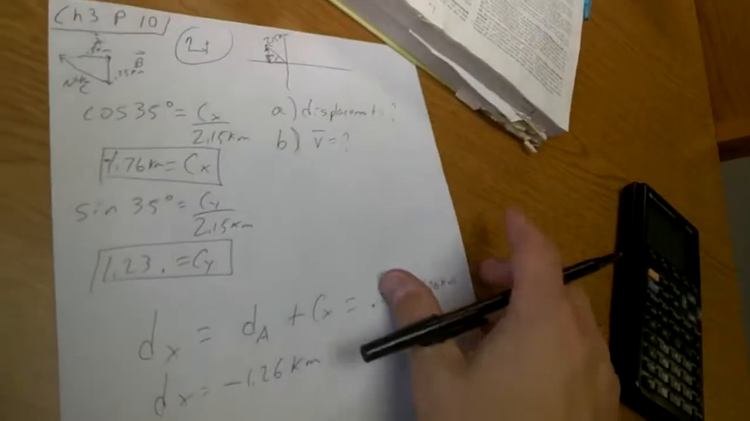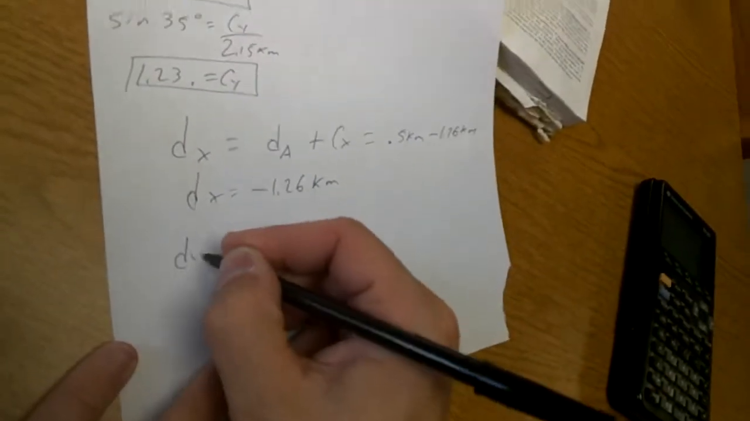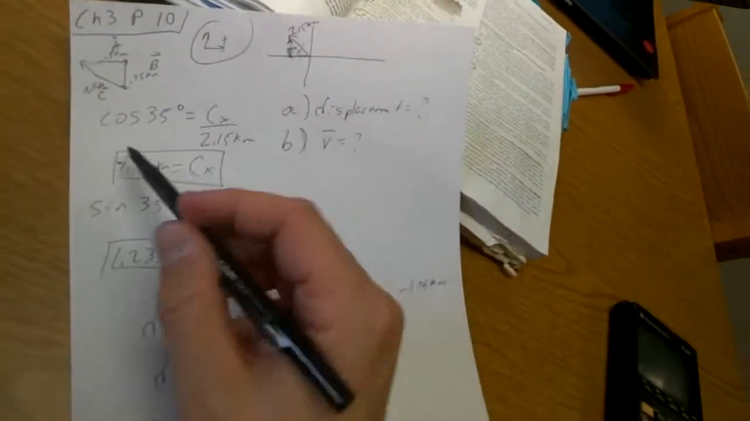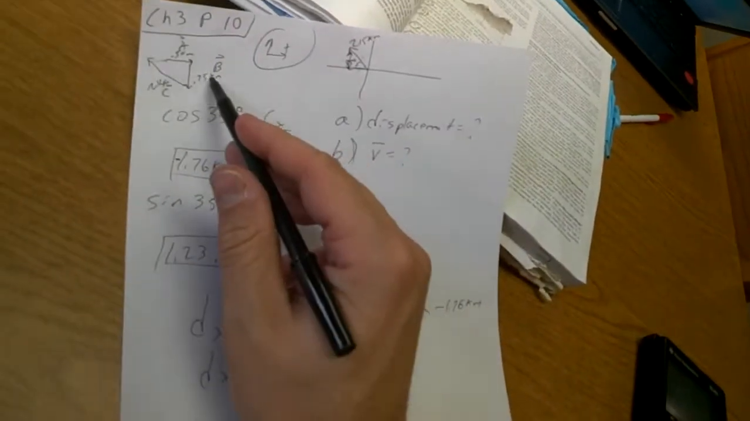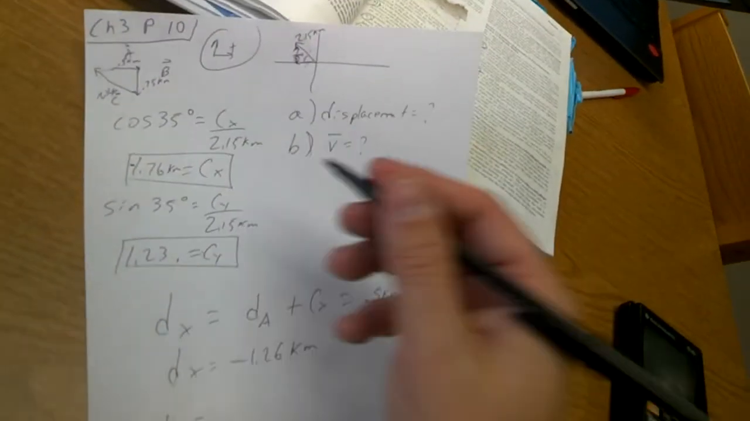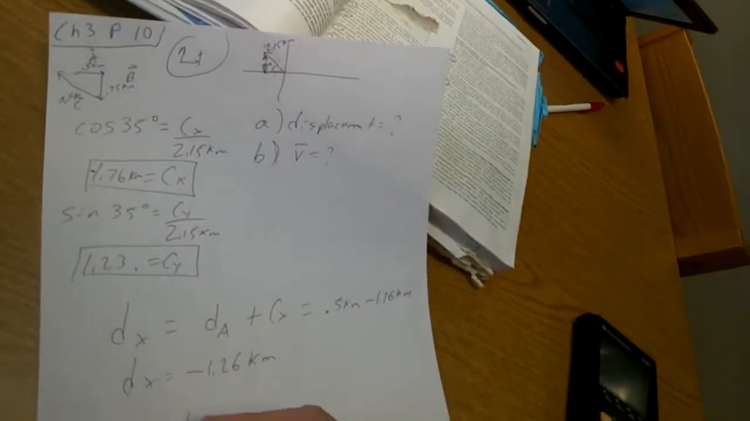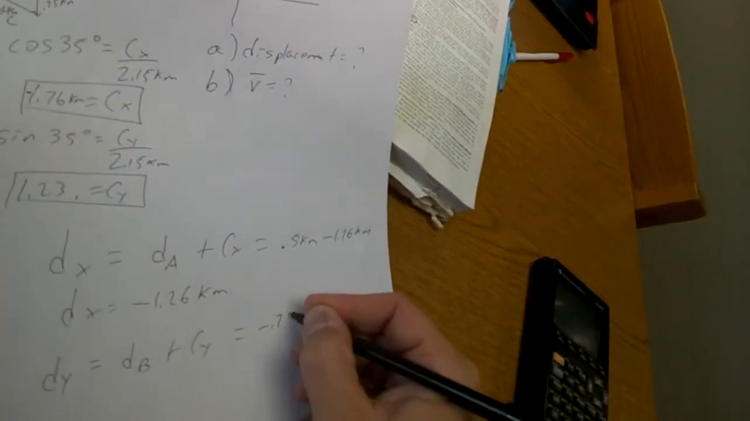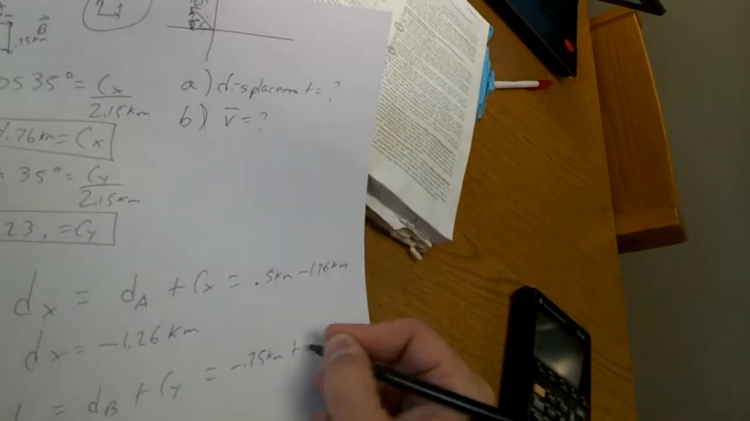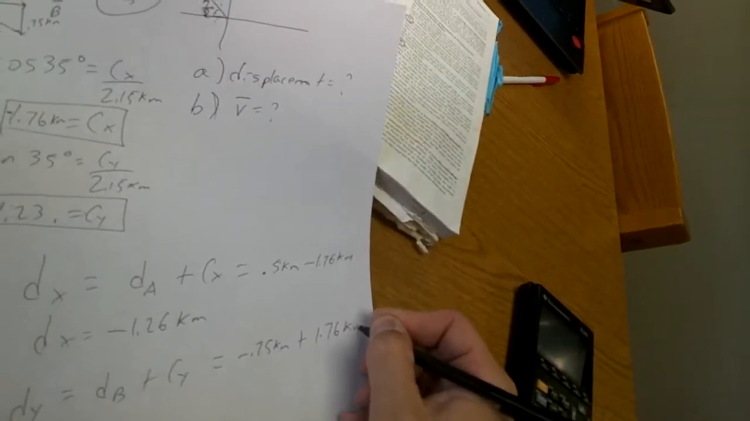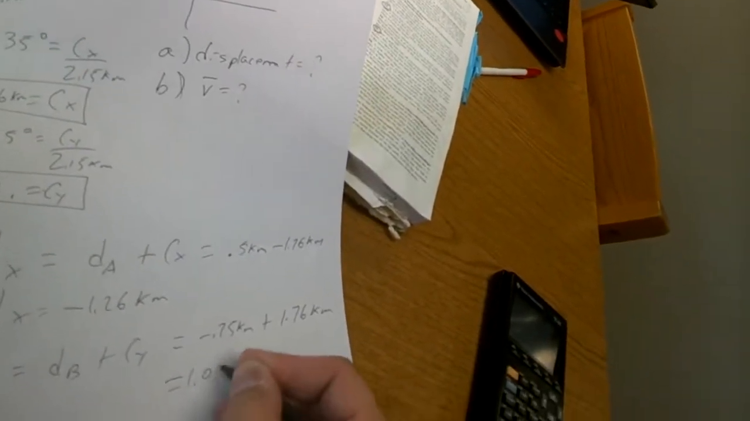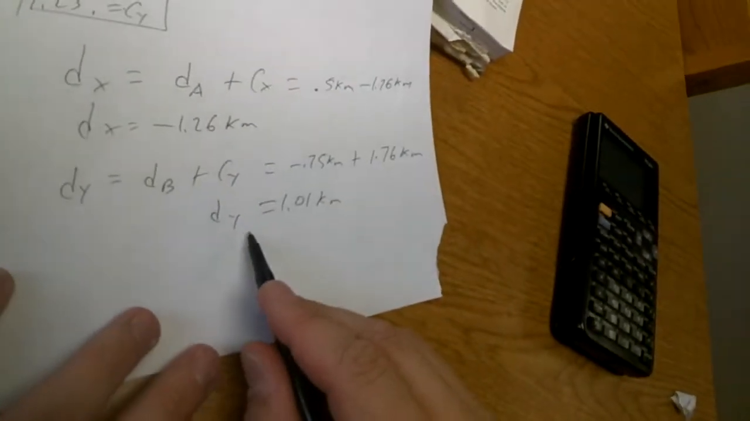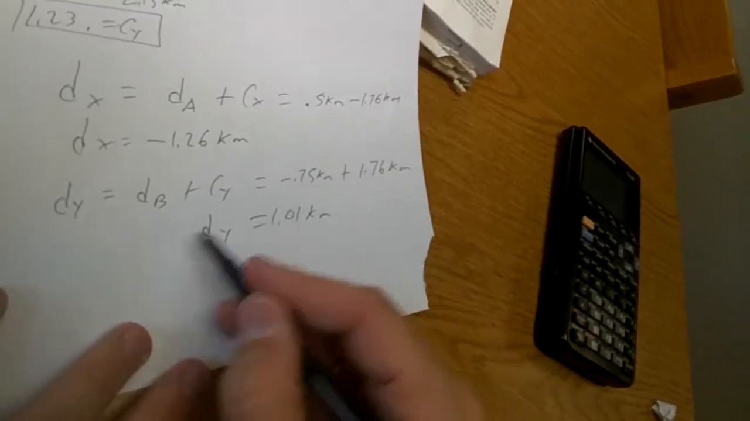So now let's go ahead and get the Y component of the displacement. And the Y component will be add up all the Y stuff. So we've got the Y component of C and this 0.75 kilometers, which is down, so that'll be negative. So I'll call it DB plus CY of negative 0.75 kilometers plus our 1.76 kilometers. So we're going to get, what is that, 1.01 kilometers for our displacement in the Y direction. So there's our displacement in the Y direction. Sorry if that was cut off, but here you go.